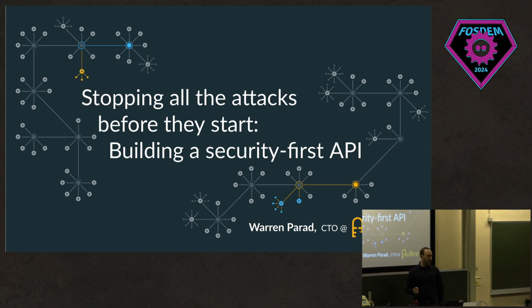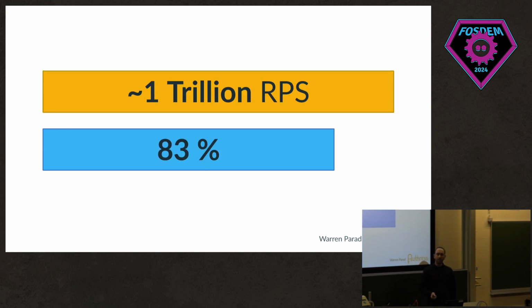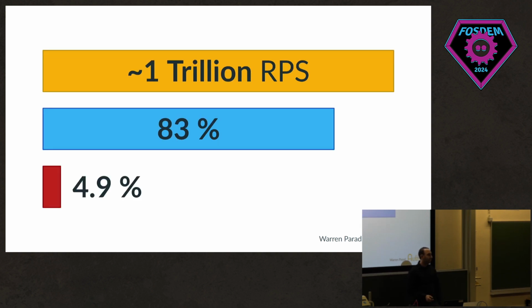Today in the world, there's about 1 trillion requests per second. This is the public internet. And from recent research published by Akamai, about 83% of these requests are purely API related: machine clients, services, IoT devices. From our own research, 4.9% of these requests are malicious in nature. That means for every 20 requests your service gets, one of them is from a malicious attacker that's attempting to compromise your service. That's a lot.